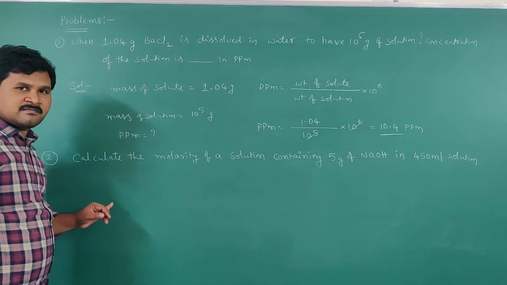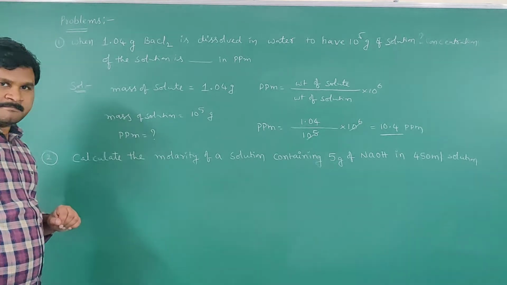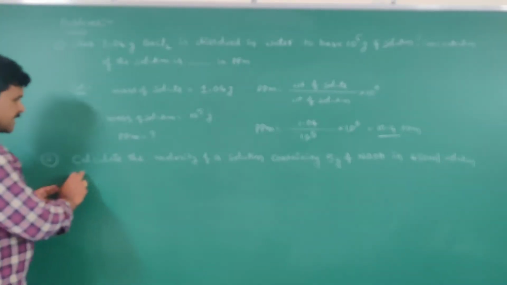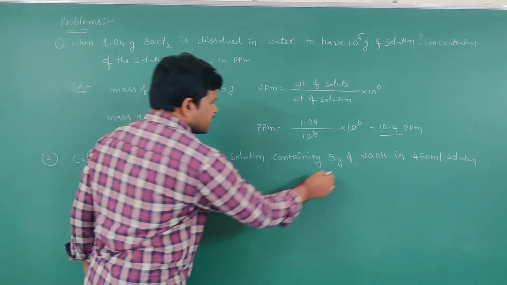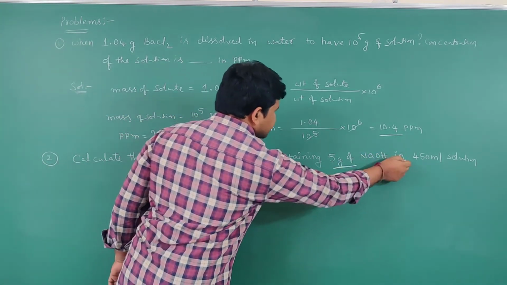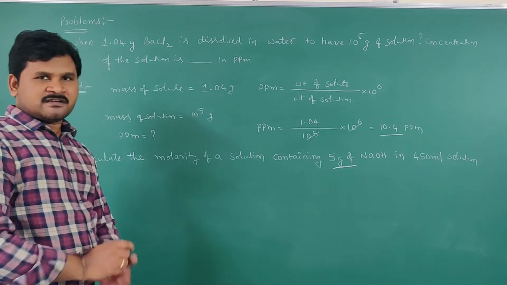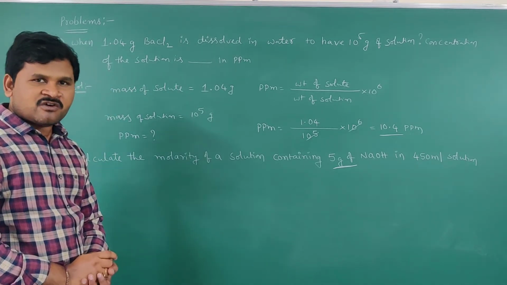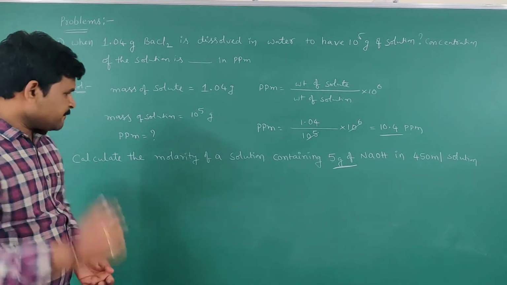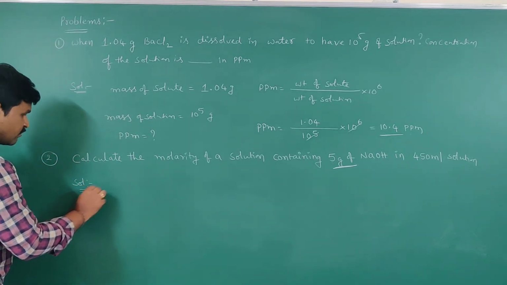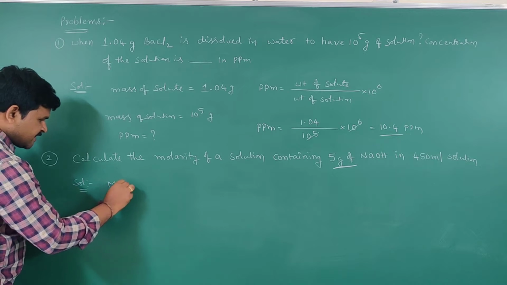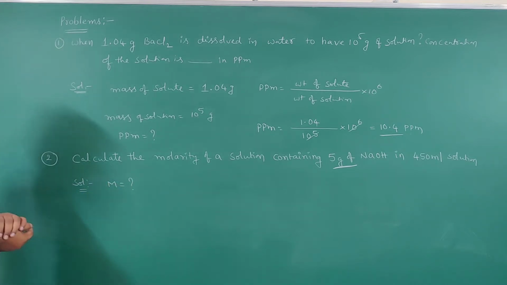Next, come to second problem related to molarity. What is the question? Calculate the molarity of a solution containing 5 grams of NaOH in 450 ml solution. Clear? Now here what we have to calculate? Molarity we have to calculate. So that's why capital M is equal to question mark.